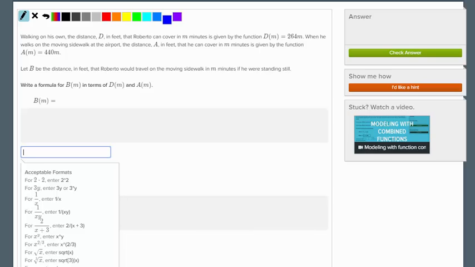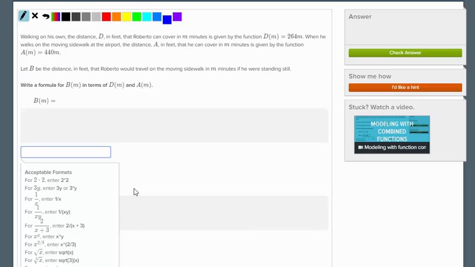Walking on his own, the distance d in feet that Roberto can cover in m minutes is given by the function d of m equals 264 m. When he walks on the moving sidewalk at the airport, the distance a in feet that he can cover in m minutes is given by the function a of m equals 440 m. Let b be the distance in feet Roberto would travel on the moving sidewalk in m minutes if he were standing still.